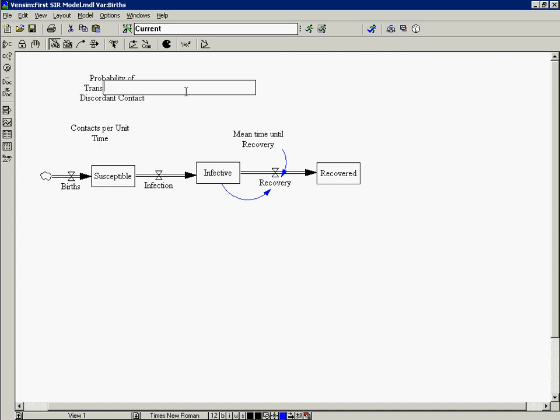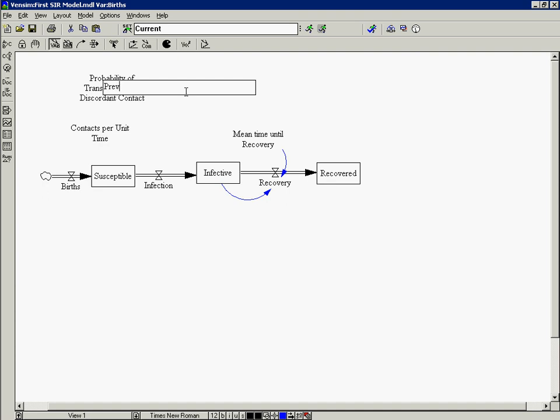Penetration. It could be. Proportion would be another good one, but there's actually a term of art for it in health sciences. It's the prevalence. Yeah. Okay, the prevalence of infection.